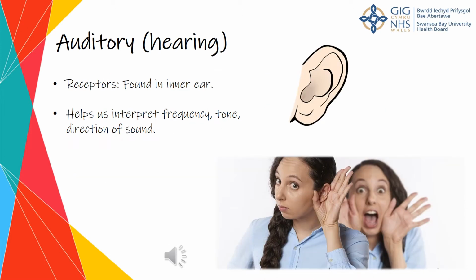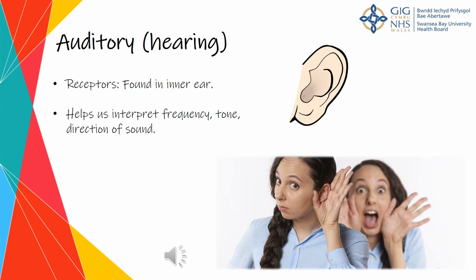The first sense that we're going to discuss is the auditory sense. The receptors for this sense are found in the inner ear and give us the ability to process a sound, such as its pitch, tone, volume, frequency, the direction it's coming from, and understand it to adapt an appropriate response.